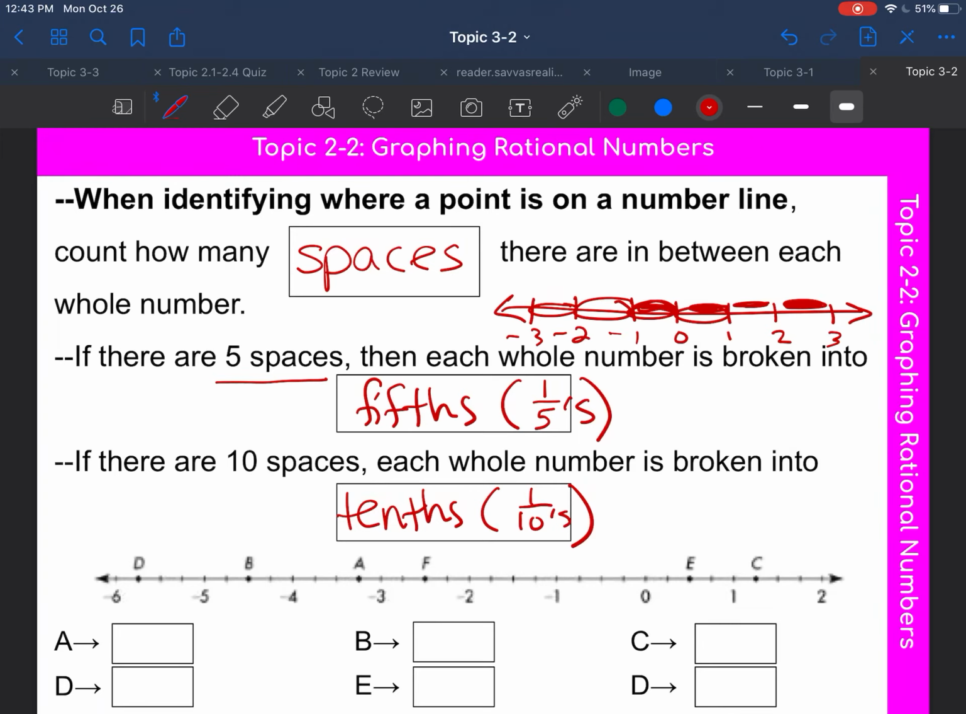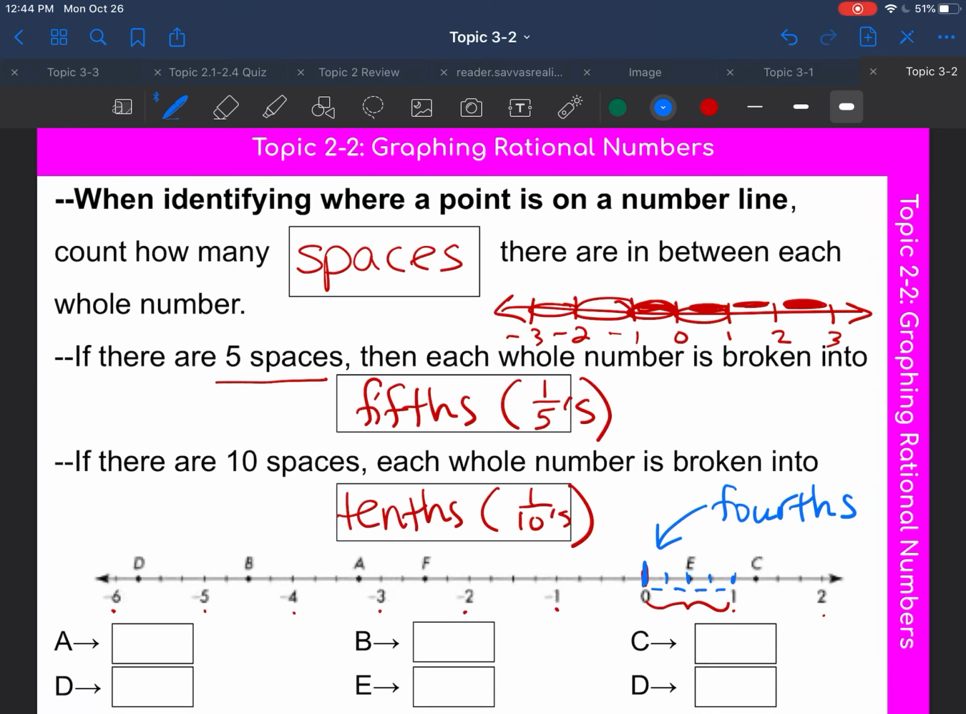So let's look at this number line. I see 0 is right here. I see 1 is here, 2 is here. Those are the positives, and then we have the negatives on the other side. If I look in between 0 and 1, how many spaces do you see? Well, I see 1, 2, 3, 4. 4 spaces. So this number line is broken into fourths. So we have 0, 1/4, 2/4, 3/4, 4/4, which is equal to 1.